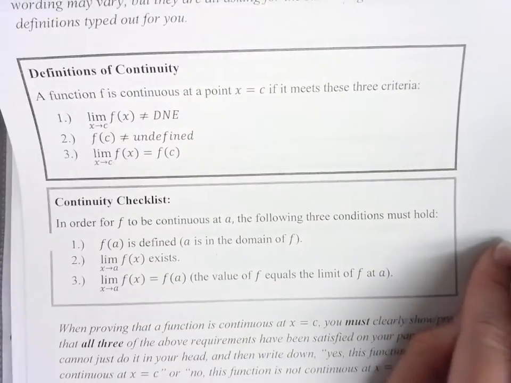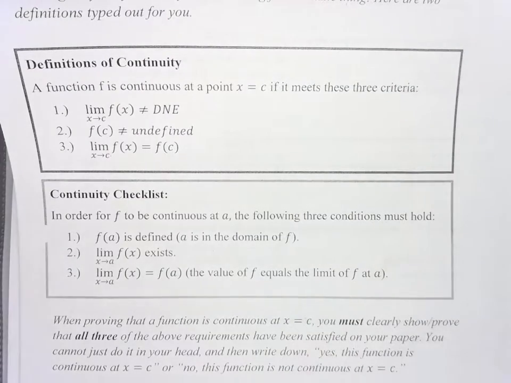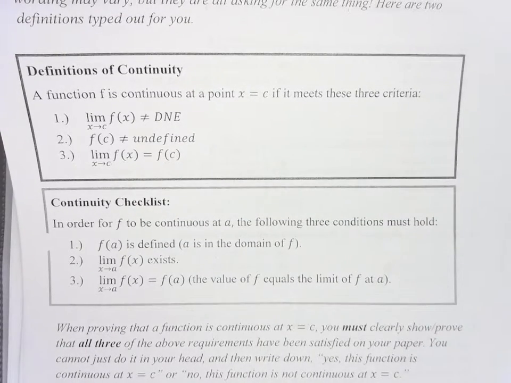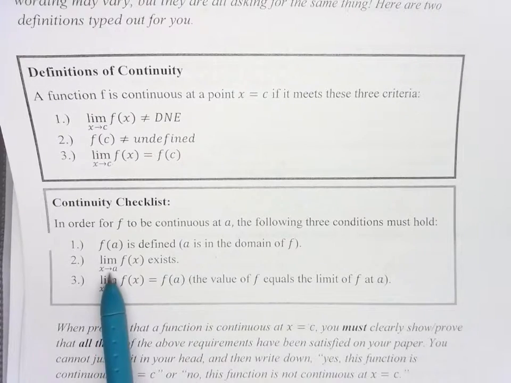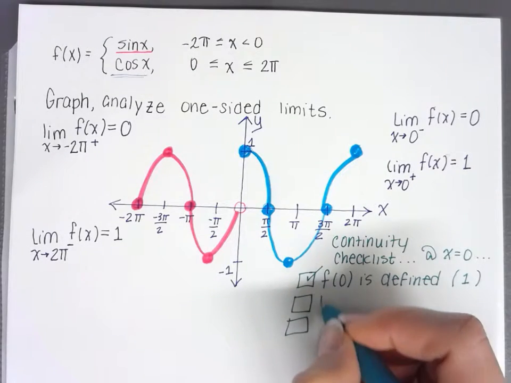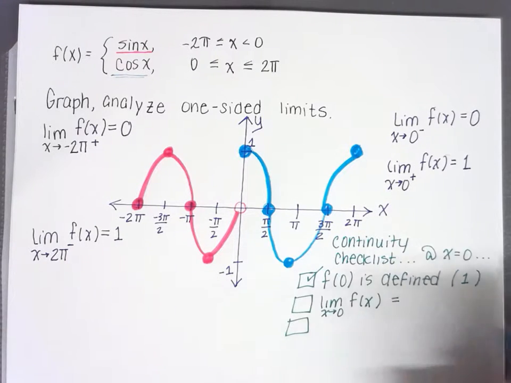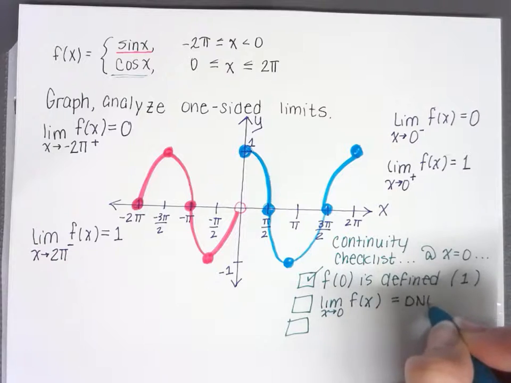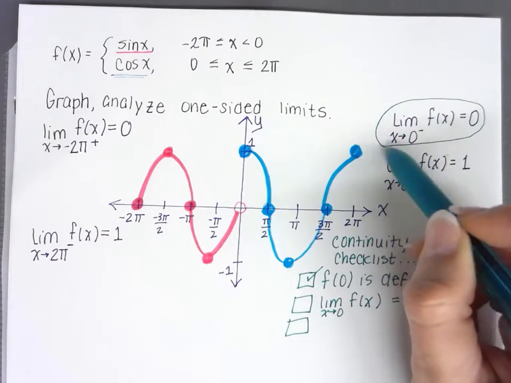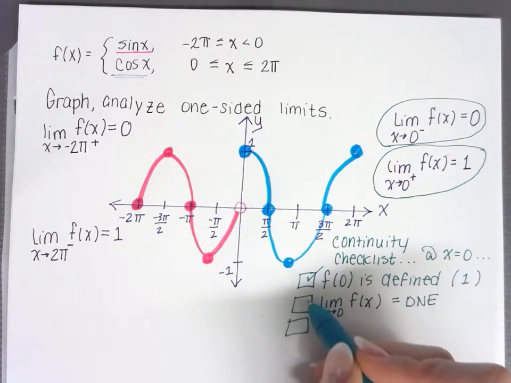So if you're ever asked in calculus, prove or explain why this is or is not continuous, you need to follow this checklist. So number 2, the limit as x approaches a of f of x exists. The limit as x approaches 0 of f of x is supposed to exist. Does it? Nope, it actually is DNE. Why is it DNE? The left side and right side give two different answers. The left side approaches 0, the right side approaches 1, so that's DNE. So we already failed right there.